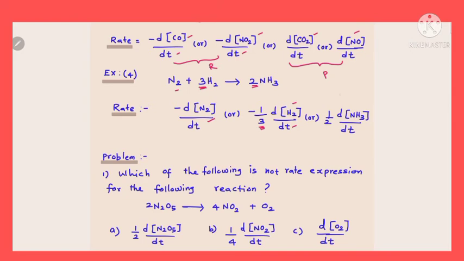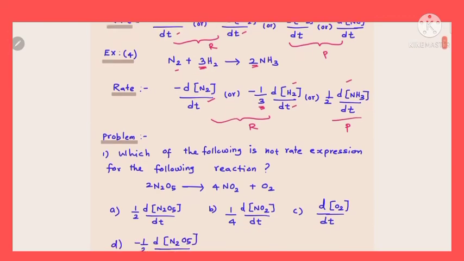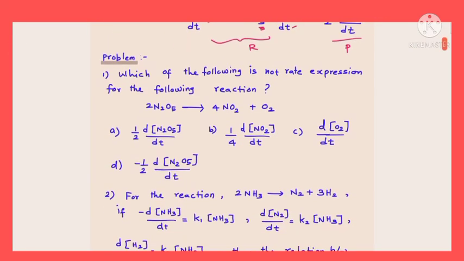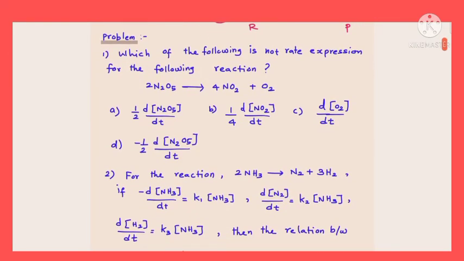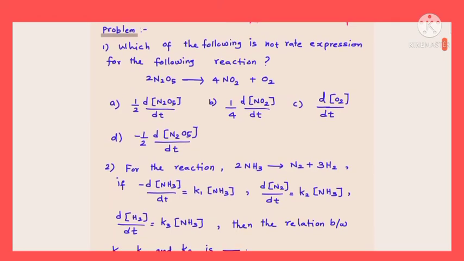Or if you say based on product, first two are based on reactants, okay, right. Based on product, 1 by 2 d of NH3 by dt, okay. I hope you know how to write rate expressions for different types of reactions, okay. And let us see some problems which are based on this rate and rate expressions, okay.